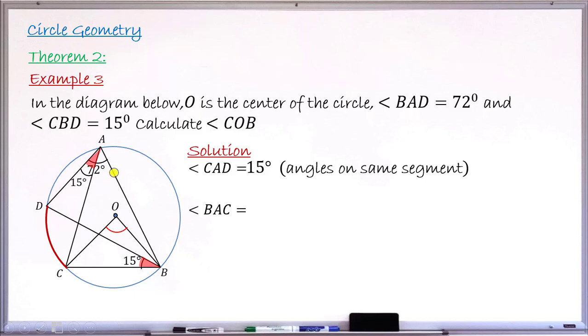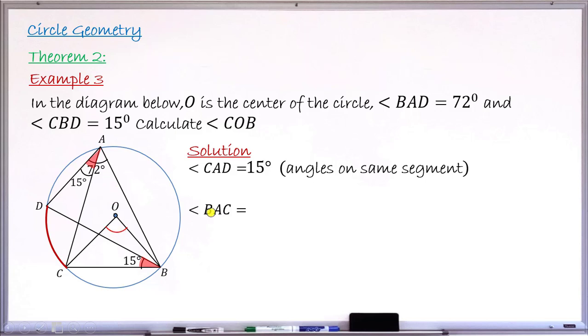Look at it. This is angle BAC. The whole of this angle is 72, and I have this as 15. So if I subtract 15 from 72, it will leave me with this remaining angle. That is angle BAC. If I have this, then I can now connect this very angle with this very angle, because I learned theorem 1 which says angle at the center twice angle at the remaining circumference.